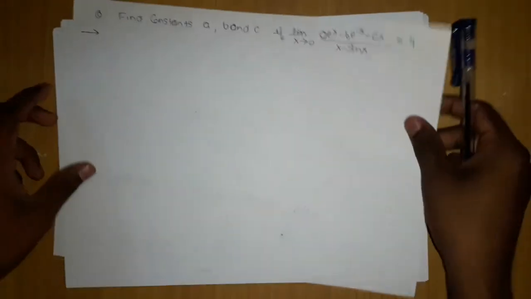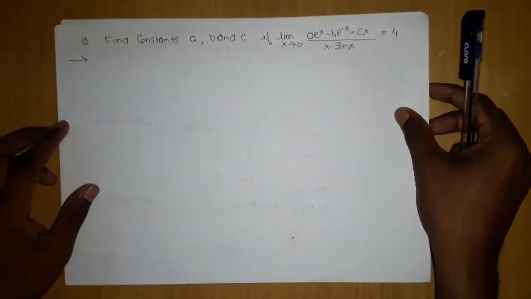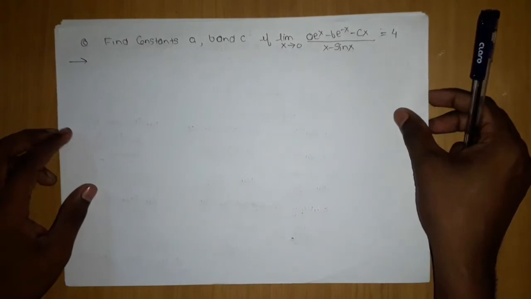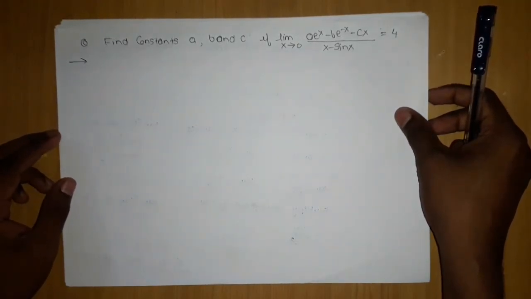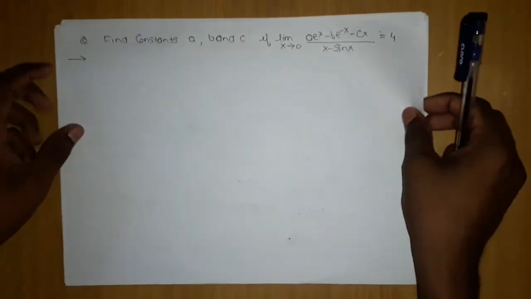The next question is as follows. Find the constants a, b and c if limit x tends to 0, (a e power x minus b e power minus x minus cx) the whole upon (x minus sin x) equals 4.